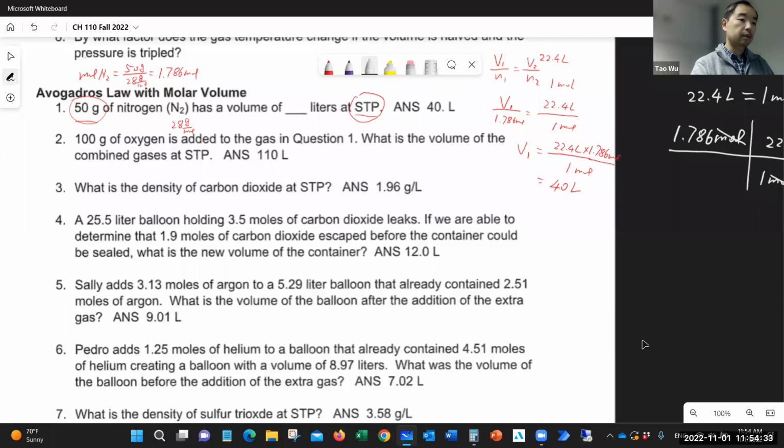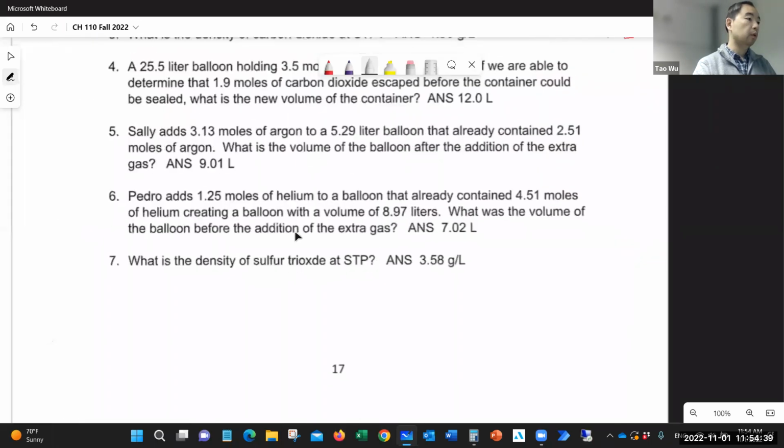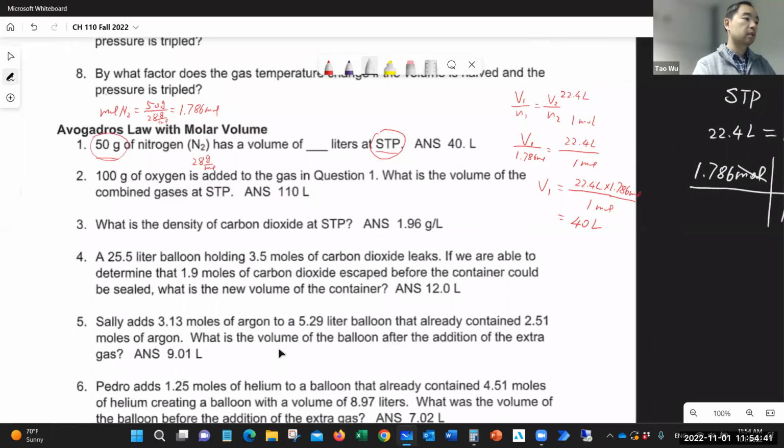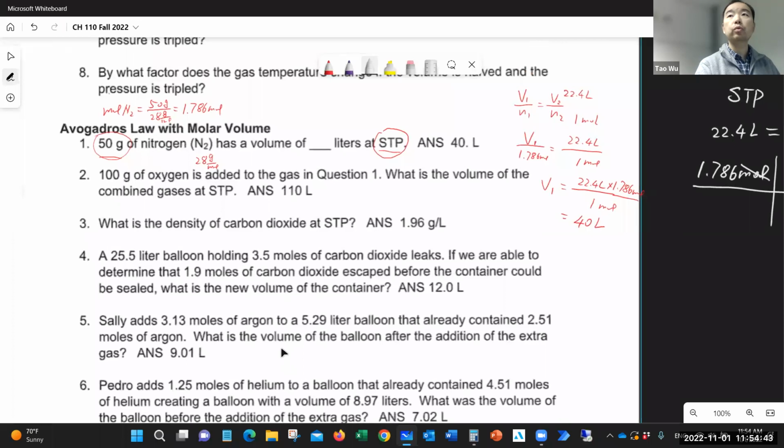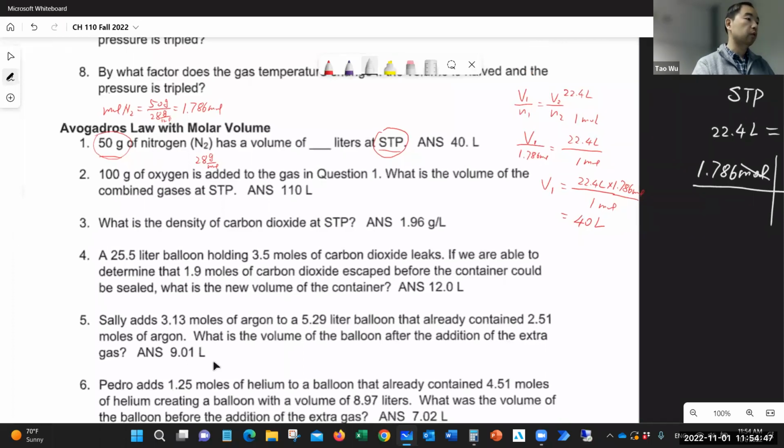So this is what we talk about for Avogadro's law. Next time, Thursday, we will do some practice on this part. We will keep continuing. And also, again, if you want to get better in the exam, it's better to work on more problems. The more the better.